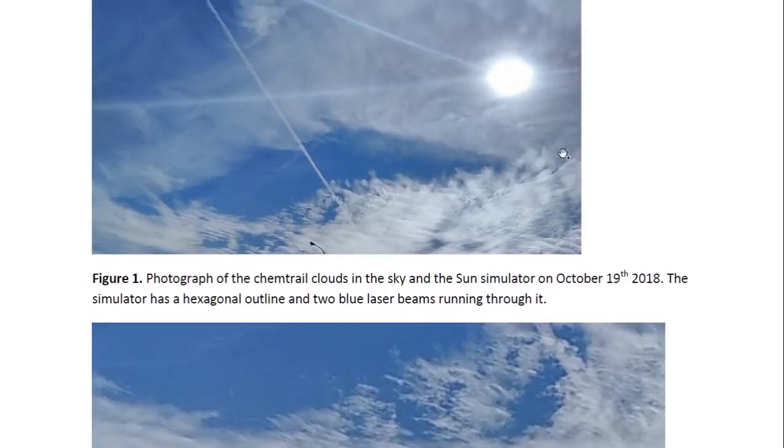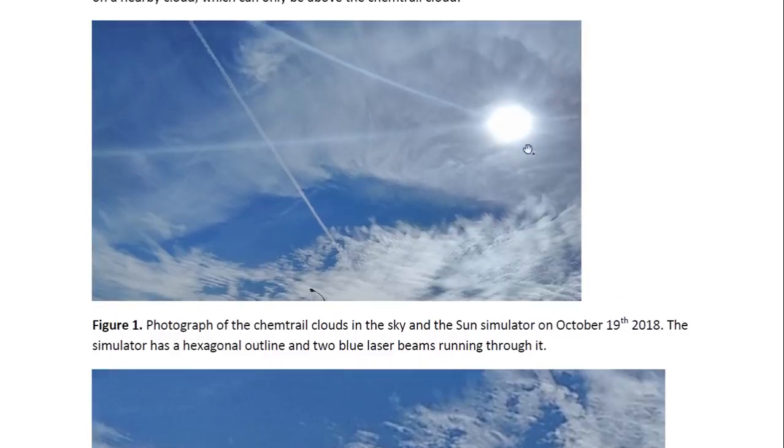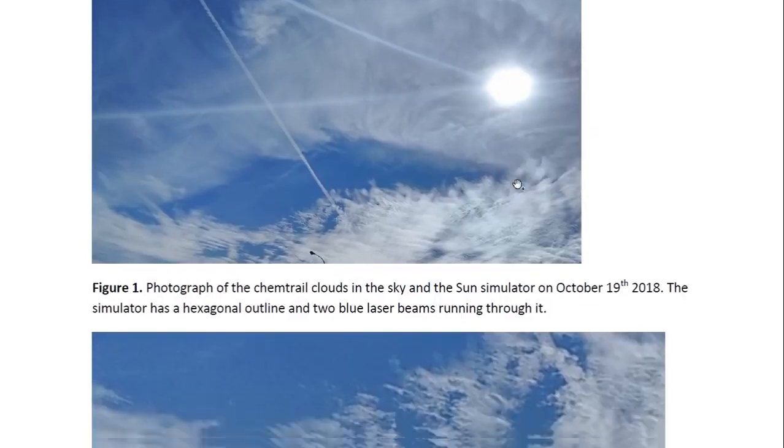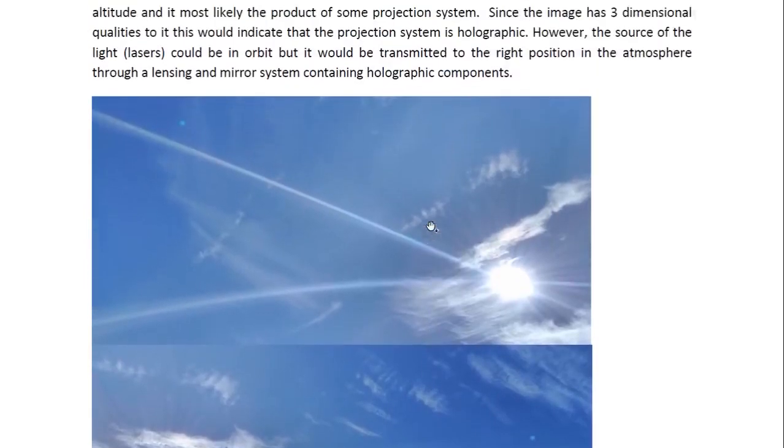And how do we know it's a sun simulator? Well, we can see it's almost hexagonal, but flattened, but hexagonal. It's white, and of course the real sun was never white. The real sun is yellow. The real sun is always perfectly circular. And then we have these blue beams seemingly going through it. That's not normal. The real sun would never have blue beams running through it. And as you can see, there are the blue beams. It doesn't matter how you turn the camera, the blue beams are there. So they're a real effect.